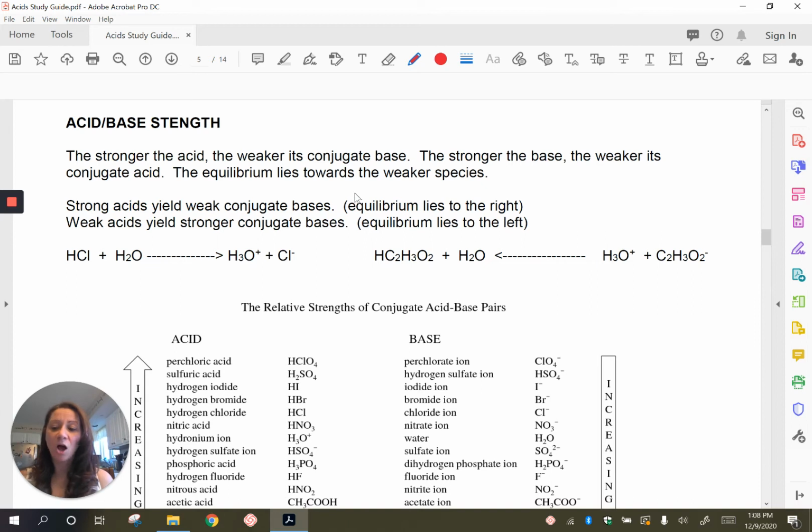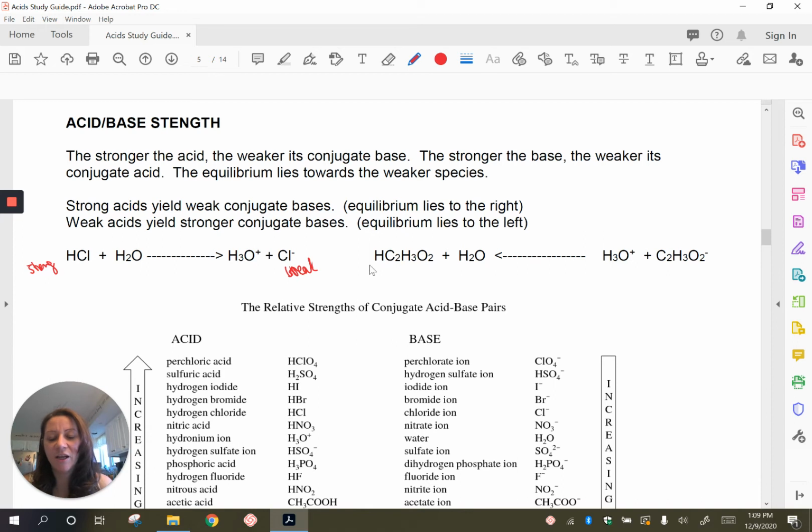The equilibrium will always lie towards the weaker species, never towards the stronger species. So if you have a strong acid, for example, like HCl, it's going to yield a weak conjugate base. Cl minus is a weaker conjugate base. So this side is stronger, this side is weak.